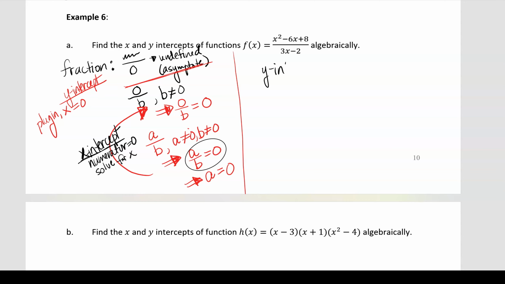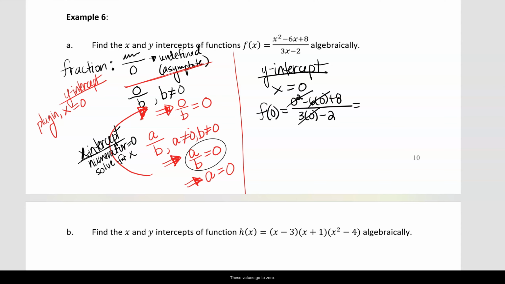So the y-intercept, x equals 0. That means f of 0 equals 0 squared minus 6 times 0 plus 8, divided by 3 times 0 minus 2. These terms go to 0, and we're left with 8 over negative 2, which is negative 4. So the y-intercept happens when x is 0 and y is negative 4.